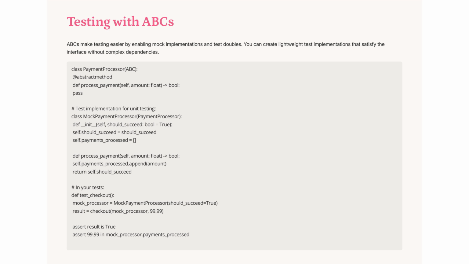Testing with abstract base classes, ABCs, simplifies unit testing by allowing mock implementations. For instance, a mock payment processor can simulate payment processing without real dependencies. In tests, you can verify behavior by asserting outcomes, like ensuring a payment amount is processed correctly. This approach enhances test reliability and efficiency.